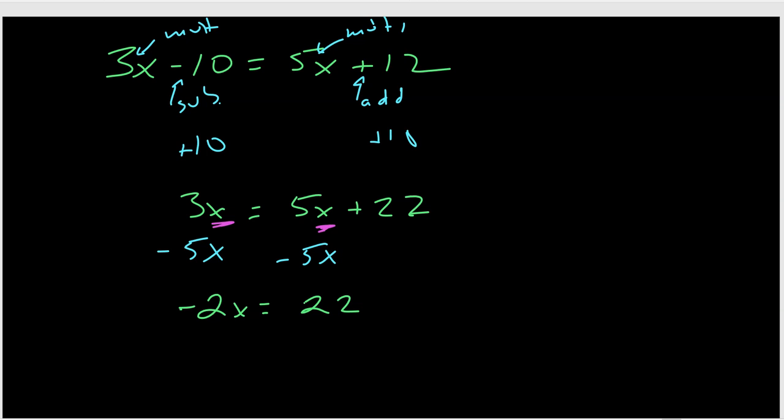Now we have a negative 2 times x. So I want to divide by a negative 2. If I divide by the negative 2, we get 1x. 22 divided by negative 2 would be negative 11.